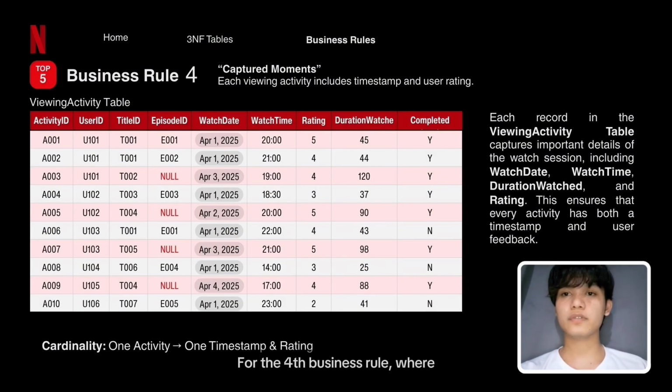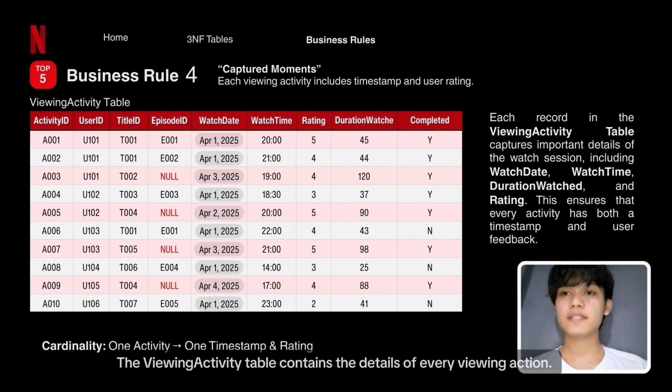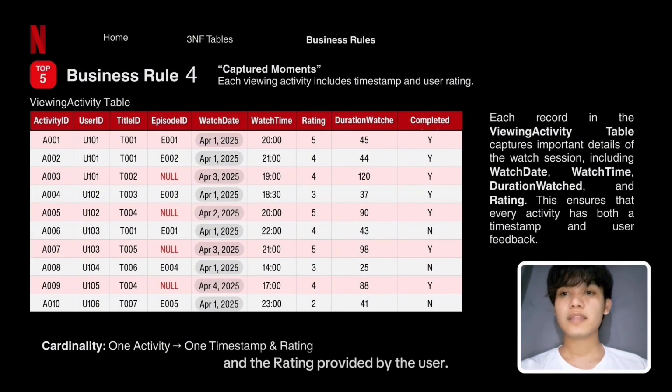For the fourth business rule, where each viewing activity includes timestamp and user rating, the viewing activity table alone is involved here. The viewing activity table contains the details of every viewing action. It records the date and time, the attributes watch date and watch time, the duration or the duration watched attribute, and the rating provided by the user. Together, these attributes ensure that each viewing activity includes both a timestamp and a user rating, satisfying the rule.